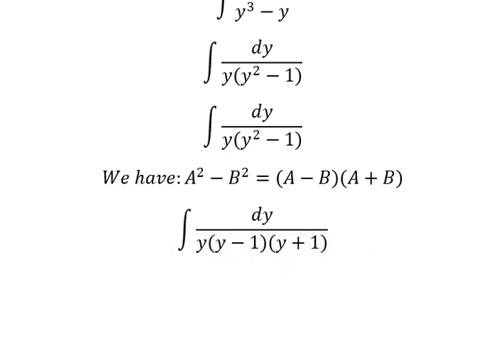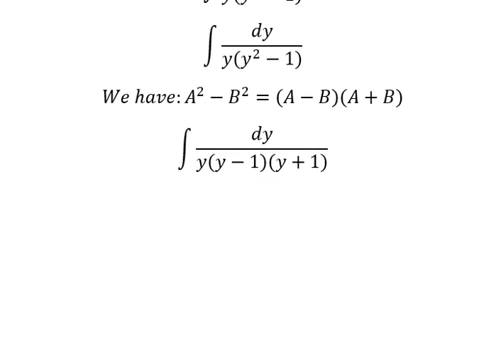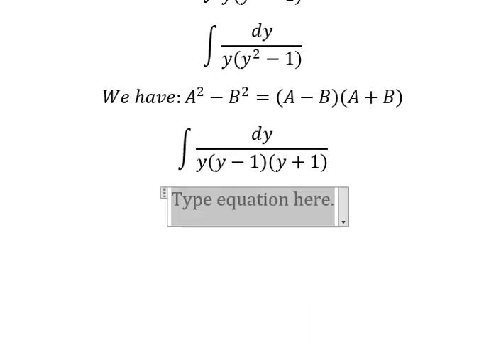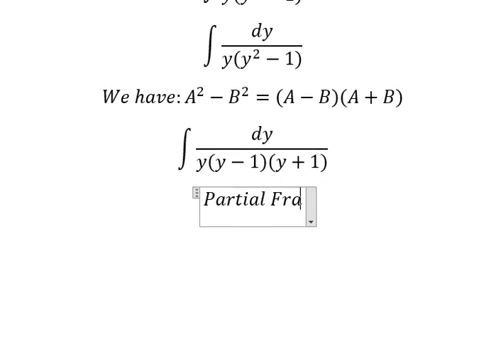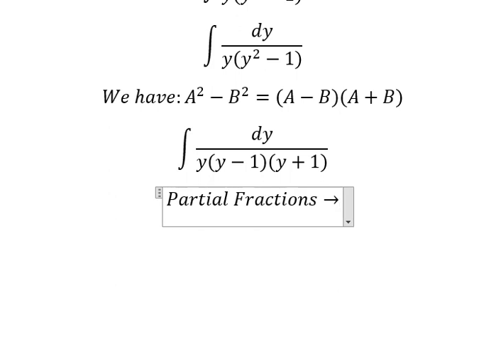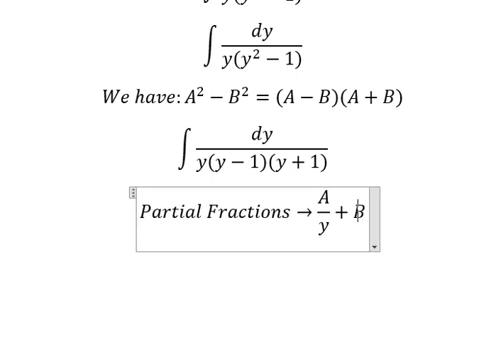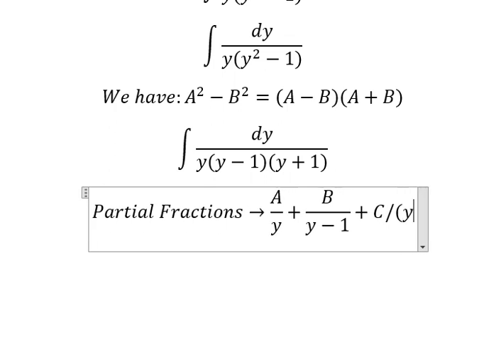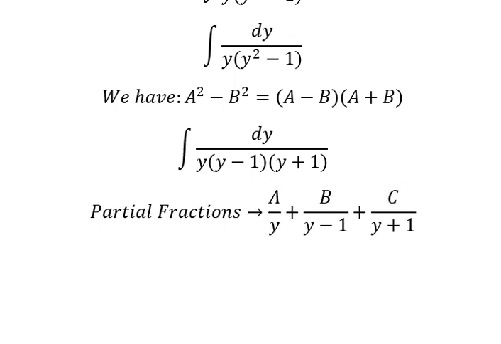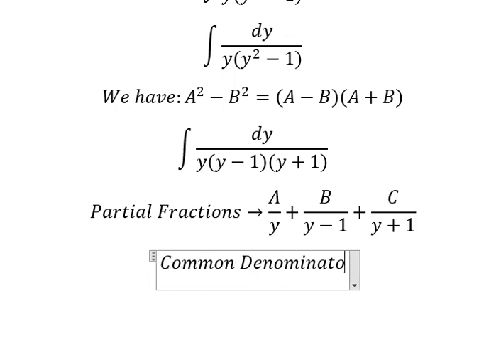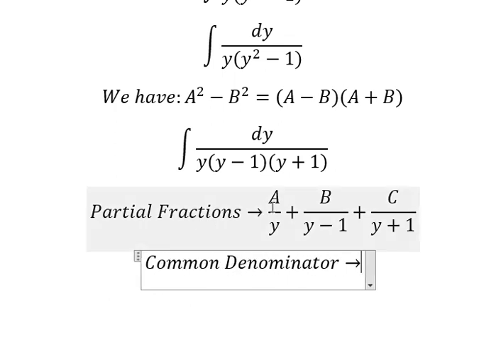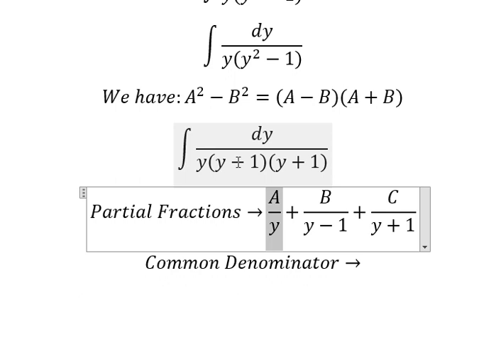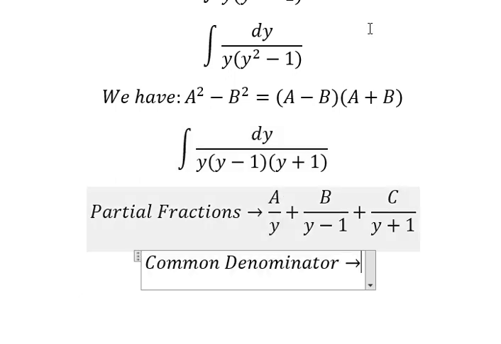Next we can use partial fractions. So I will put A over y, B over y minus 1, C over y plus 1. Now we can do the common denominator. About this one, it is missing y minus 1, y plus 1.